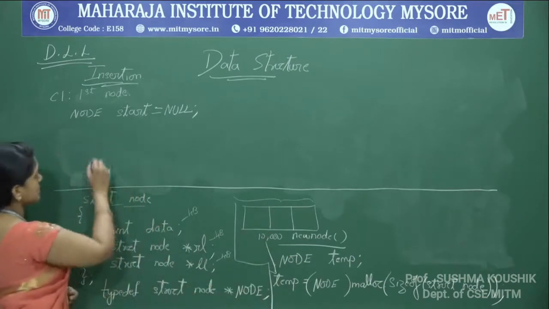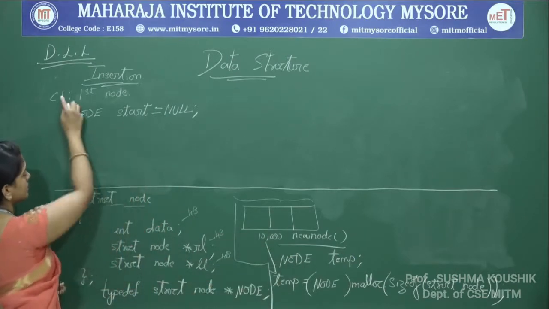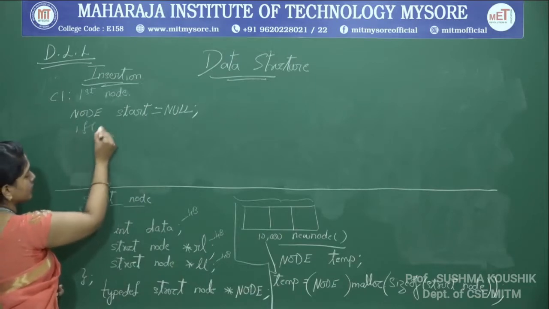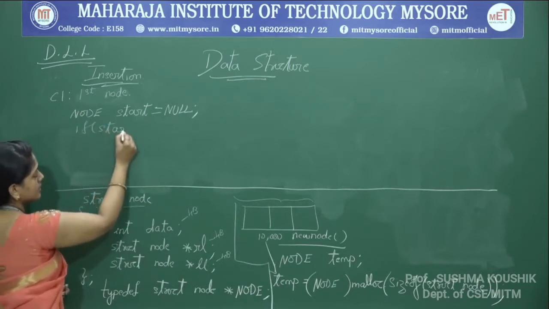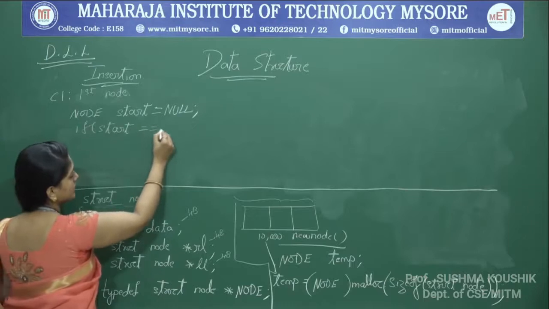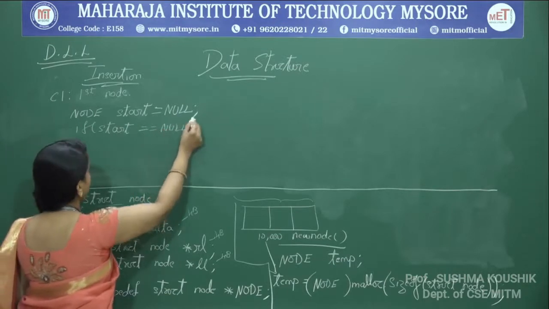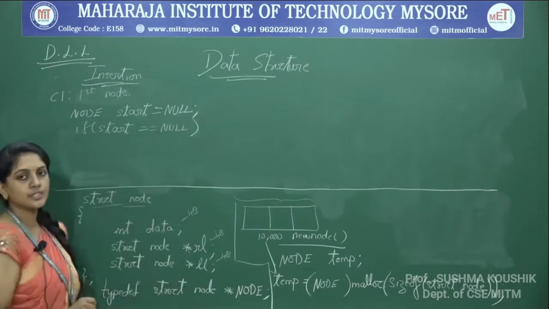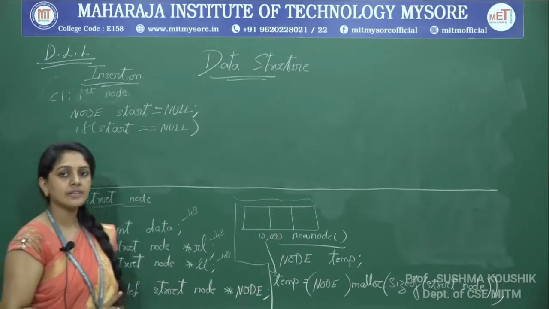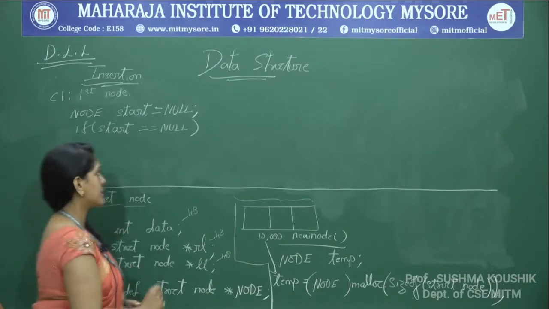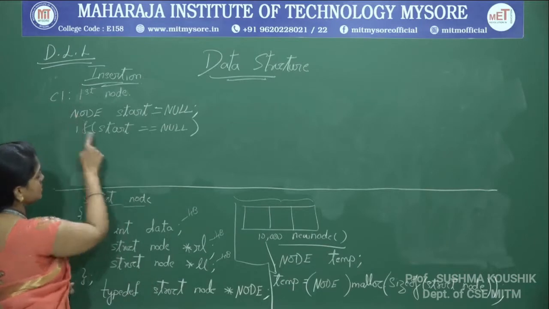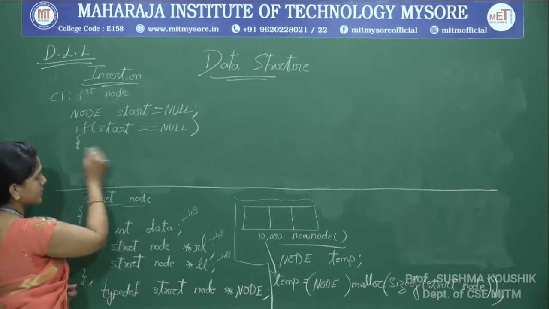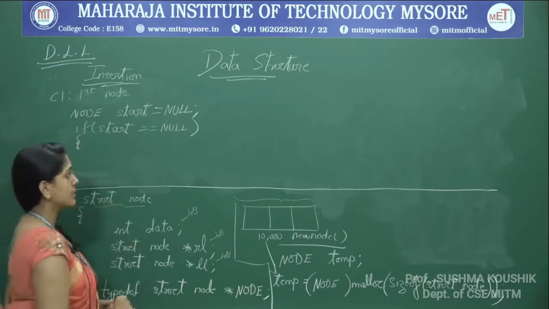Okay, so with this scenario, how will I get to know case 1? If start is equal to null, then whatever new node we have created will be the first node for us. So, case 1 is checked with if start is equal to null. Yes, start is equal to null.